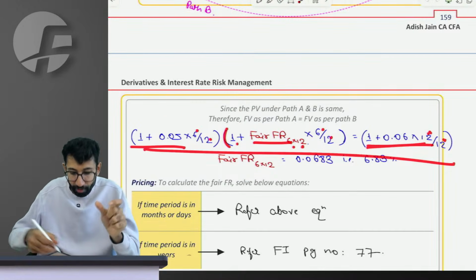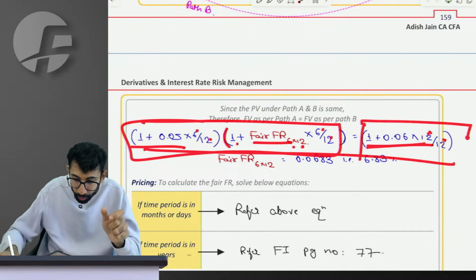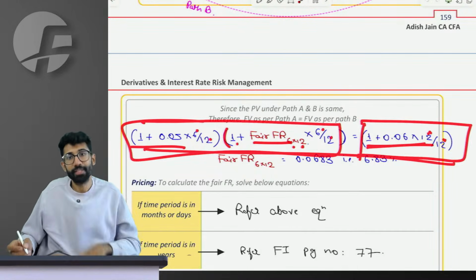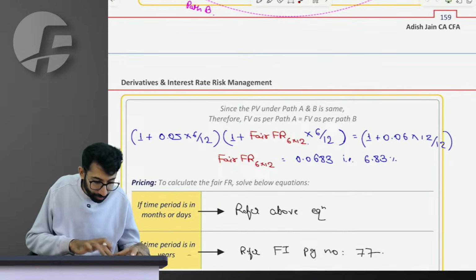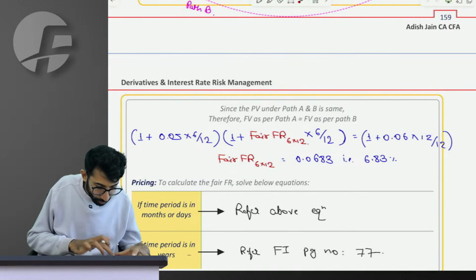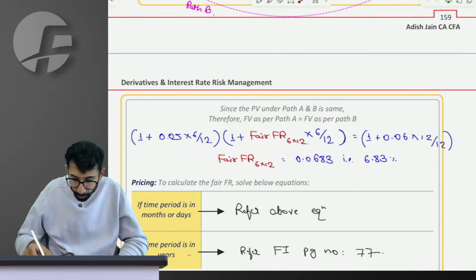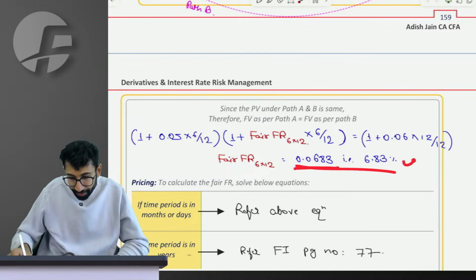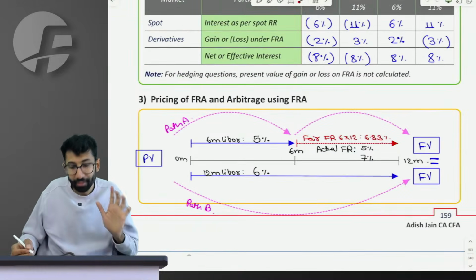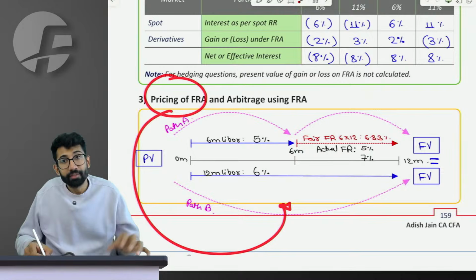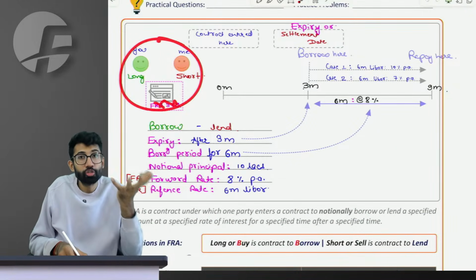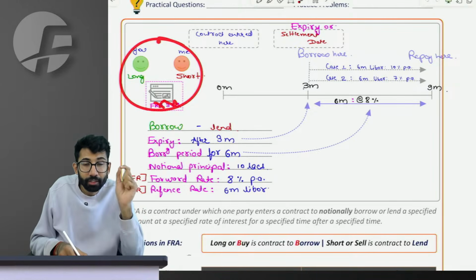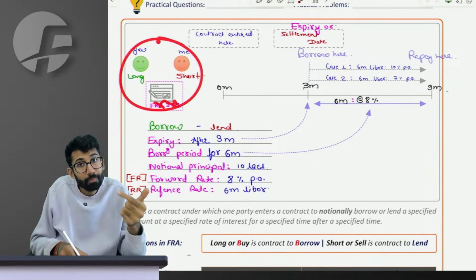This entire equation where we are matching future value 1 with future value 2 has only one variable missing, which is the fair forward rate. You solve it on the calculator, so it's like 1.06 divided by 1.025 minus 1 into 12 divided by 6. When you solve it, it is 6.829, 6.83% fair forward rate of 6 by 12. So this is pricing an FRA, that today when we enter into a contract, what is the rate at which the contract should be entered?